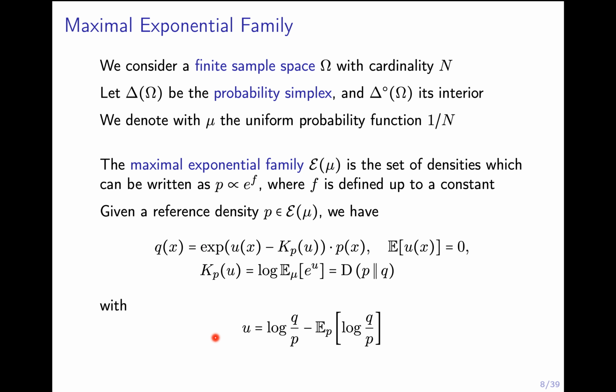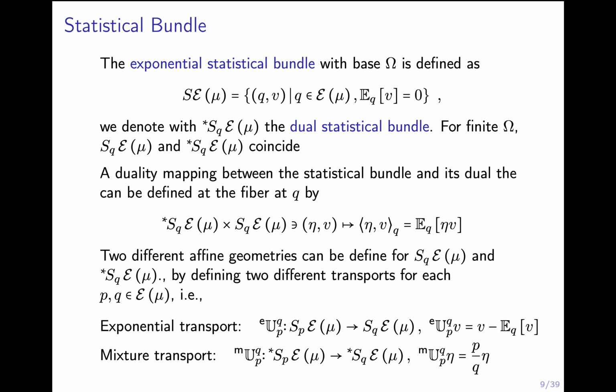So using this notation, U can be expressed as the log of the ratio between our distribution Q and the reference P centered, which means that we remove the expected value with respect to P of the same quantity. Notice that all the set U have expected value 0 because, if we add a constant, the distribution remains the same, and so we can remove this degree of freedom by setting the expected value of the quantity equal to a constant, which we choose to be 0.